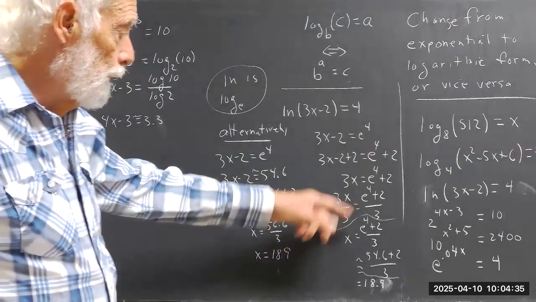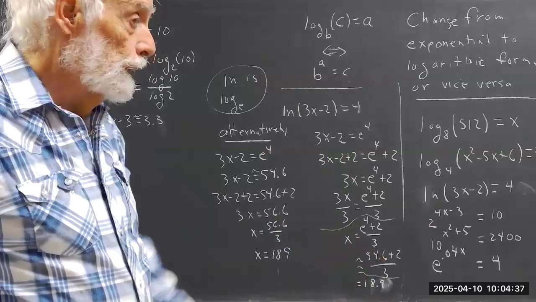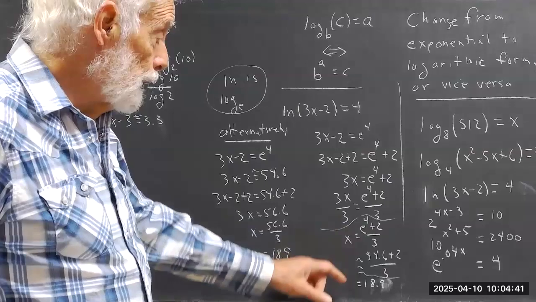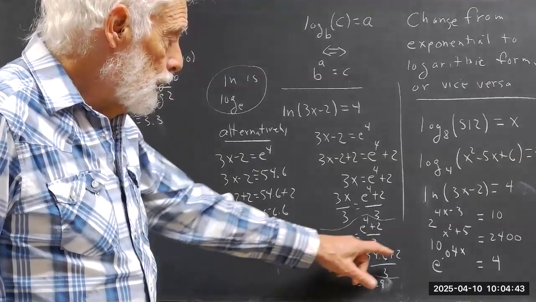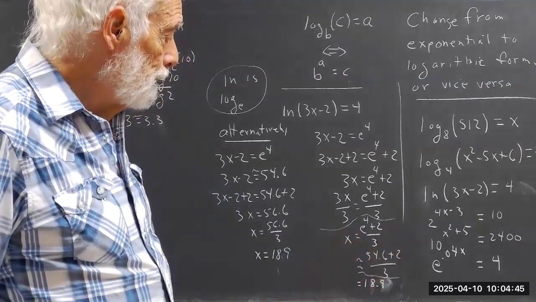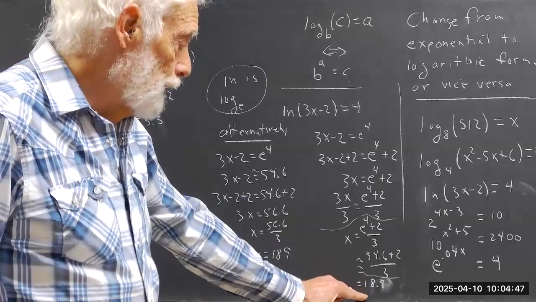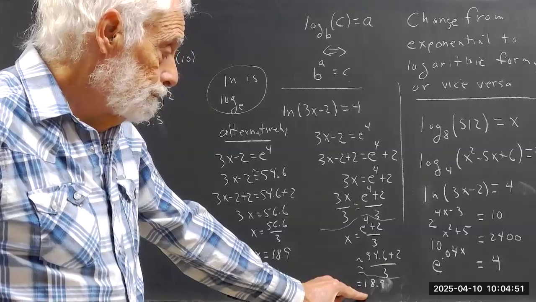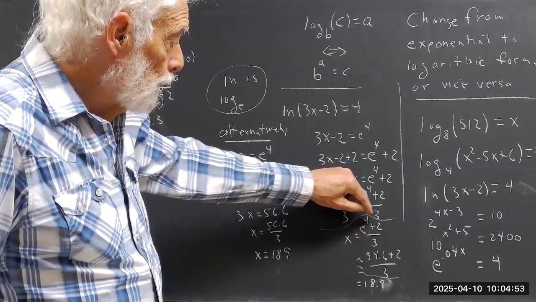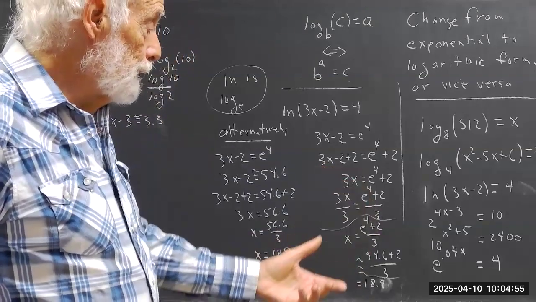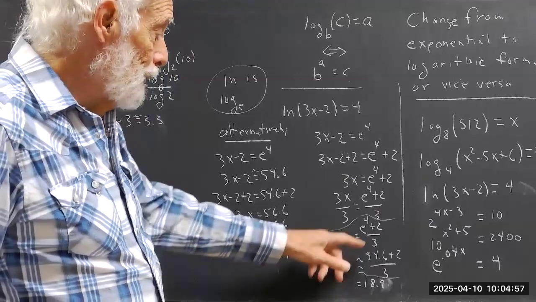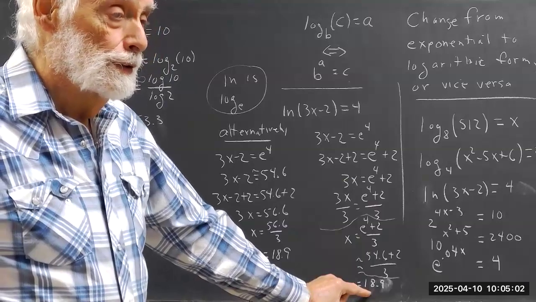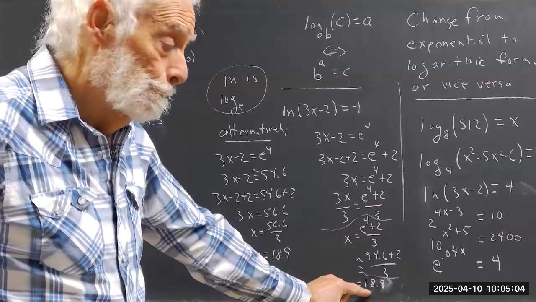Now, it turns out that e to the 4th is about 54.6. We used the calculator to get that. I didn't estimate that. Plus 2 over 3. And that comes out about 18.9. Now, with a calculator, you just enter e to the 4th + 2, see what that is, and then divide it by 3, and you get 18.866. Okay.